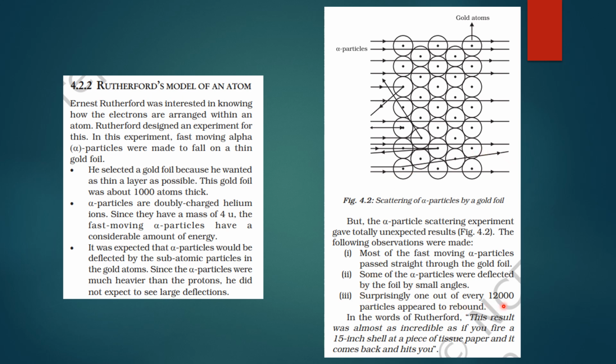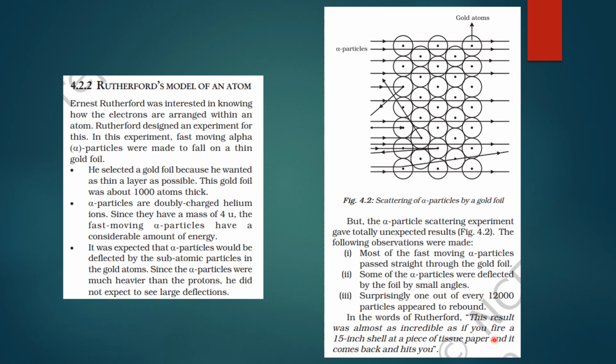Surprisingly, 1 out of every 12,000 particles appeared to rebound. Okay, जैसे ये यहाँ से गया particle और ये वापस आ गया, ठीक है? तो 1 in 12,000, very few, right? So this diagram very beautifully shows the scattering of alpha particles by a gold foil. Very important diagram, right? So, as per Rutherford, this result was almost as incredible as if you fire a 15-inch shell at a piece of a tissue paper and it comes back and hits you.